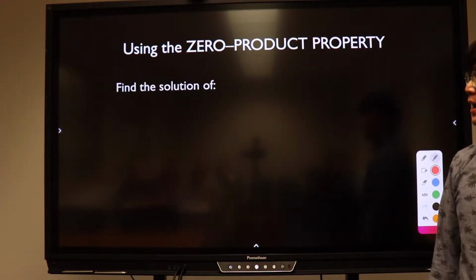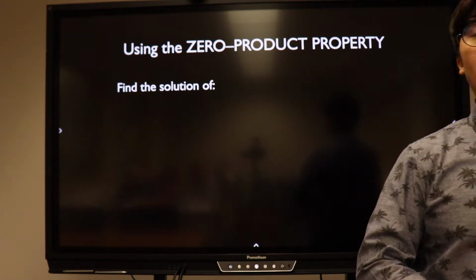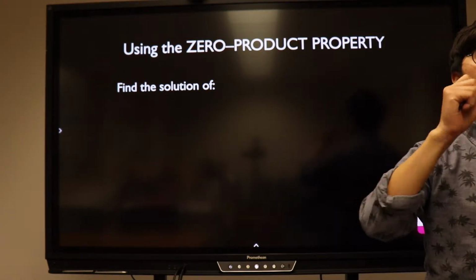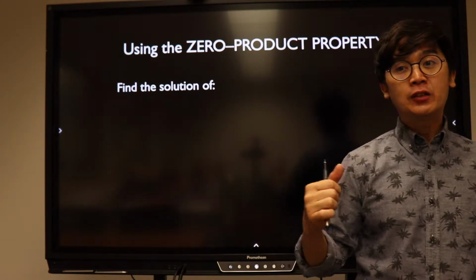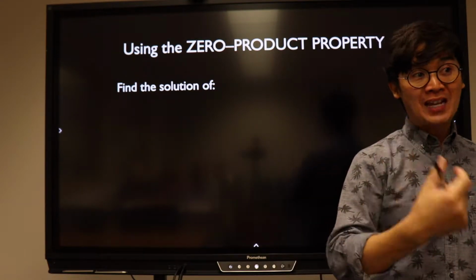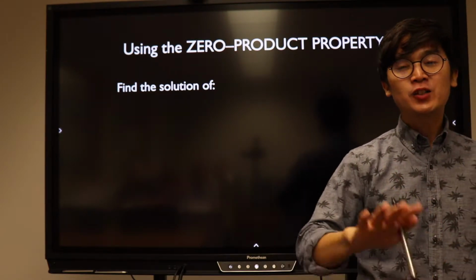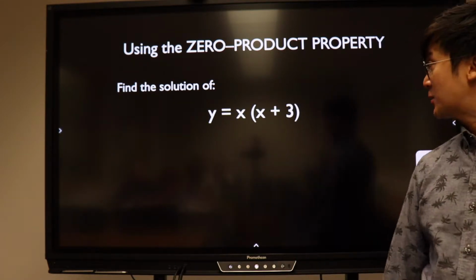Let's have the zero product property. This is a property in mathematics where, if the function is in factored form and you're finding its solution, all you need to do is set both factors to 0 and solve for x. And that's how you will find your solution. So we'll keep it simple. We have a function, and the function is x times (x plus 3).